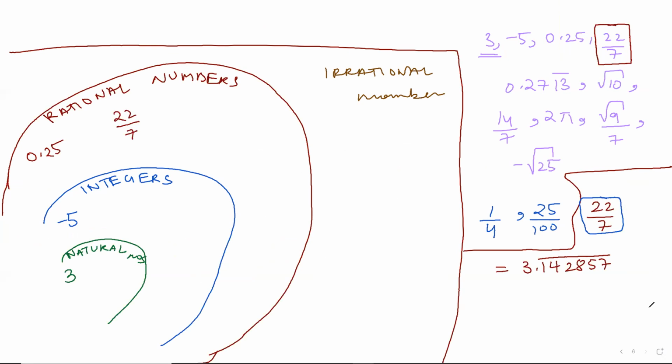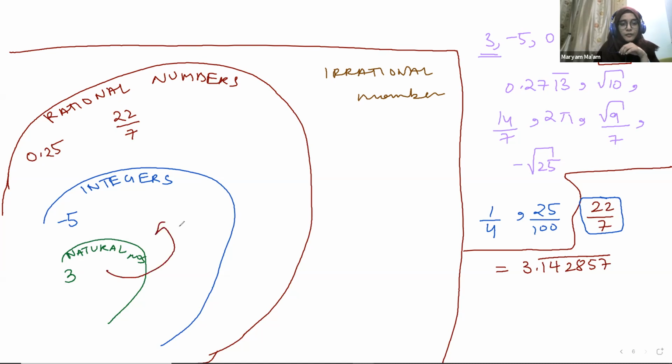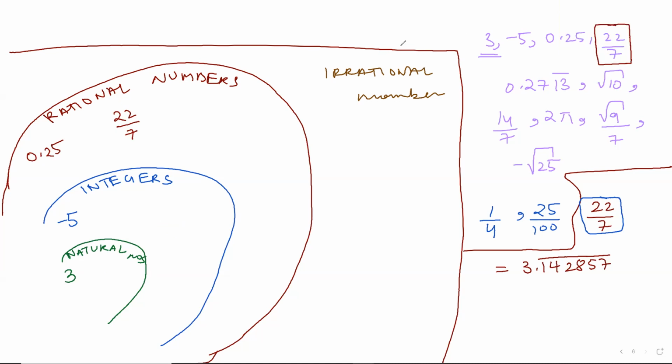Ma'am, 3 can be written in integers too. So ma'am, we have to put it in integers also, or should we only put it in the natural numbers category? See, this green circle is inside the blue circle, right? So that means all of the natural numbers are going to be a part of integers. Is that clear? Yes, ma'am.